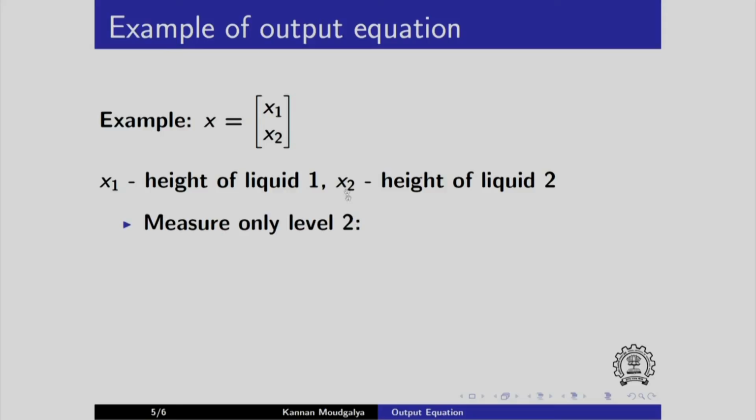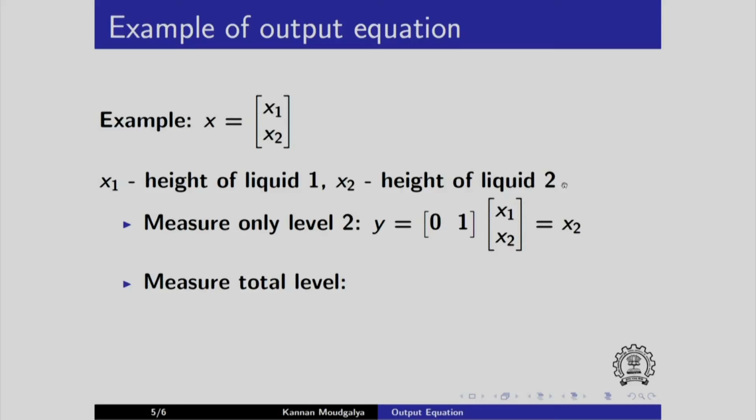Suppose we measure only level 2, then we will write y as [0 1] times [x1 x2], that is y is equal to x2. If you multiply this, you get x2, and you measure only the height of liquid 2. Suppose we measure the total level, then what do we have here? Basically we have to add x1 plus x2. Here I am interchangeably using level and height.